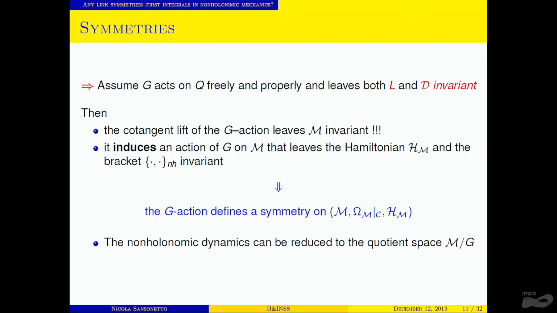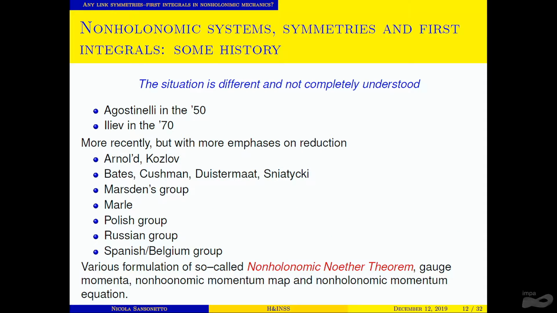What is even more interesting is that we can consider the reduced space. The dynamics is invariant, so it goes to the reduced space, and also the brackets are invariant, so they descend to the reduced space. So also in the reduced space, we have a kind of almost Poisson formulation of the dynamics. Okay, so this aspect of symmetries has been studied since the 50s by the work of Agostinelli, then rediscovered by Iliev in the 70s, and many other people then worked on this, mainly on reduction or on reconstruction theory.